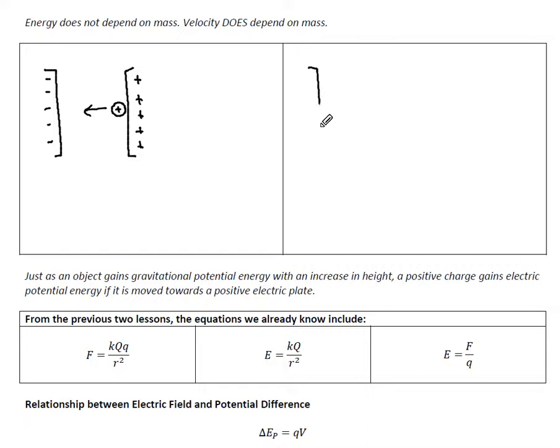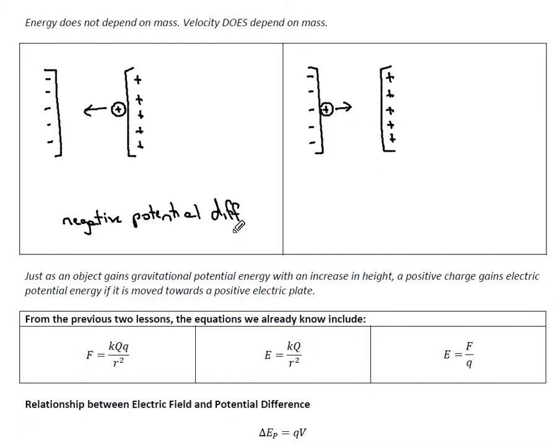And in the other scenario, we have, again, those same two plates. But this time we have a positive charge going in this direction. So in this first scenario, we consider this a negative potential difference. So basically what's happening is that the charge wants to move from the positive to the negative. It's being repelled by the positive, being attracted by the negative.